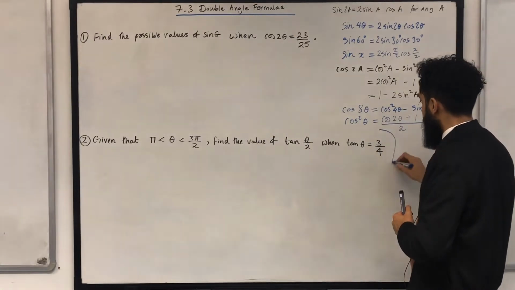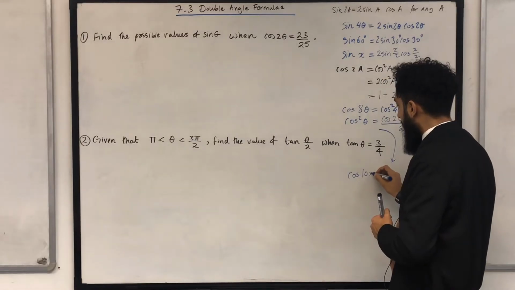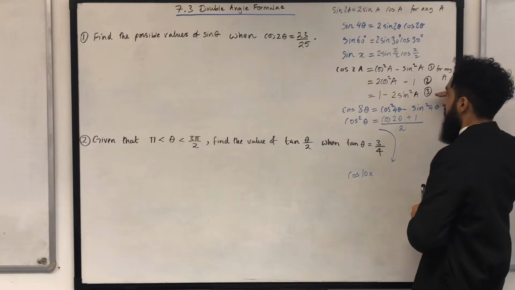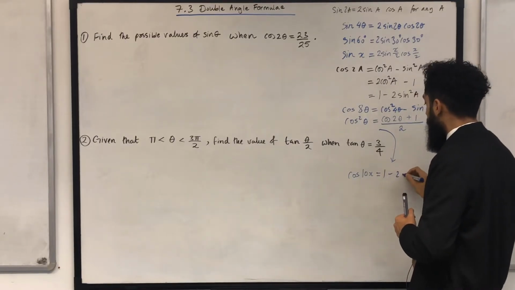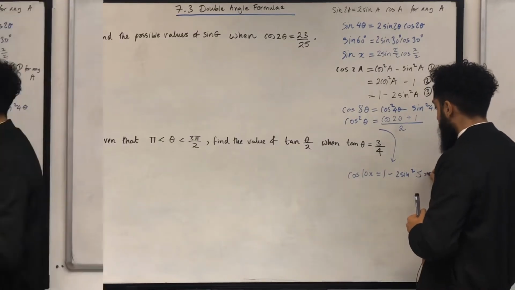One more example. Suppose I want to write cos 10x in terms of sine. In this case, I'm going to use representation number 3. I can write 1 minus 2 sin squared. Take 10x, half it, 5x.